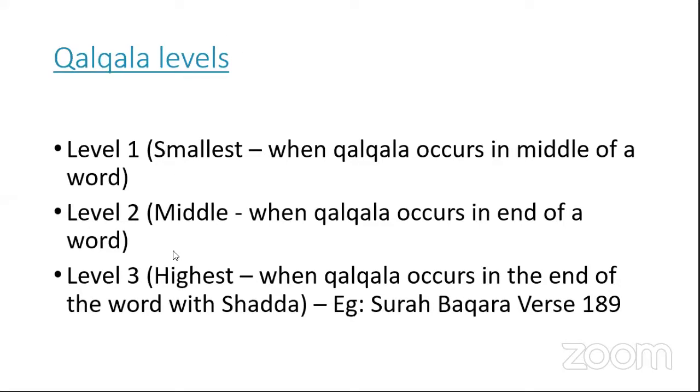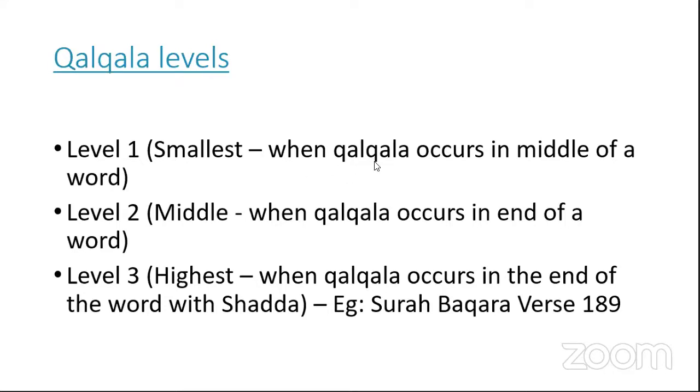So Qalqala has levels. There are 3 levels: level 1, level 2, and level 3. What are these levels? When do these come? So level 1 is the smallest level. Level 2 is middle and level 3 is highest. So what is level 1? When does it come? That's our question. Level 1 is the smallest. We should do the qalqala for the lowest frequency.